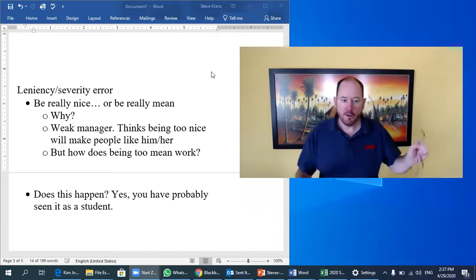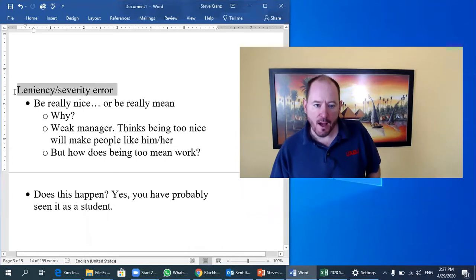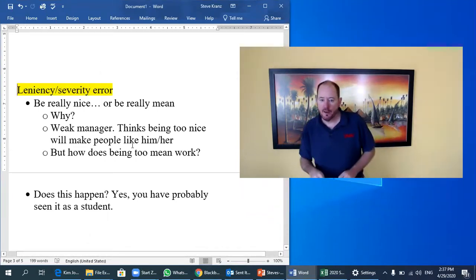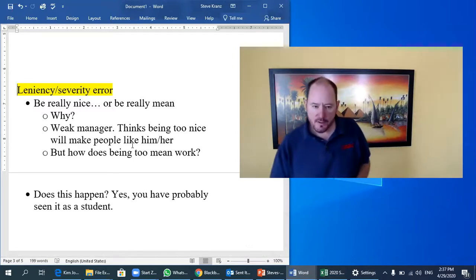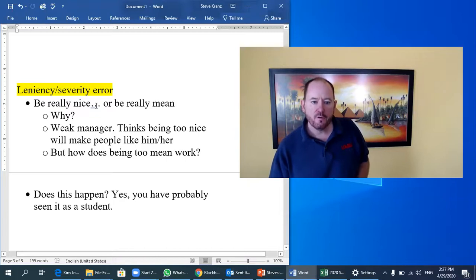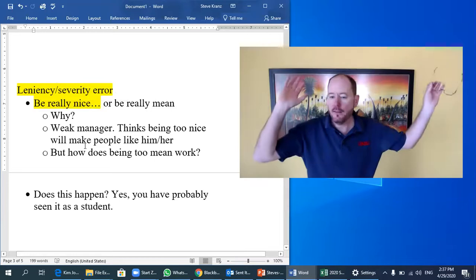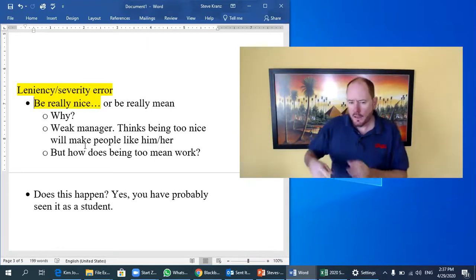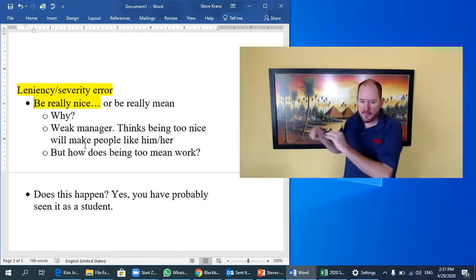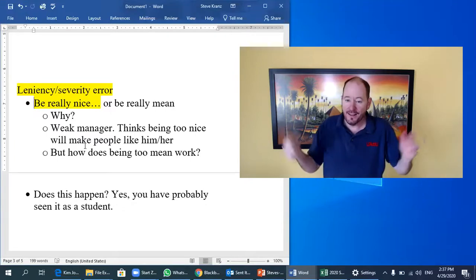So the next type of error we're going to look at is what's called the leniency severity error. This is an error that I am sure you as a student have encountered at one time or another. The leniency severity error is when somebody decides to be super nice. Just be nice to everyone. Nobody can be upset if you just be nice to everyone. Give everyone on the 1 to 5 scale a 5. Yay, that should make everyone happy.